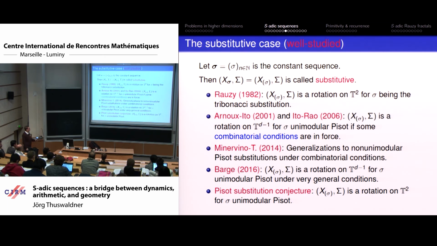Considerable progress was made by... Ah, sorry, thank you very much. Yeah, the TD minus 1 should be here.